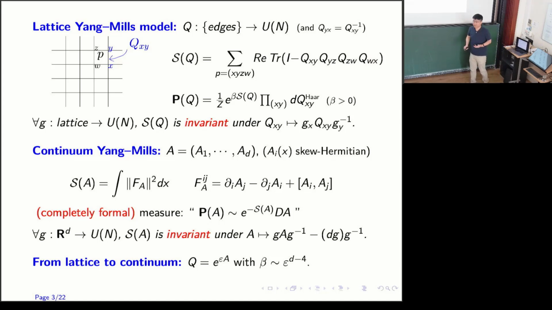But this doesn't mean that the discrete measure also converges to the continuum measure. Okay. And when you do that calculation on the energy level, it's very easy to see that beta should scale like epsilon to the d minus 4. Okay, so what is the Wilson loop?